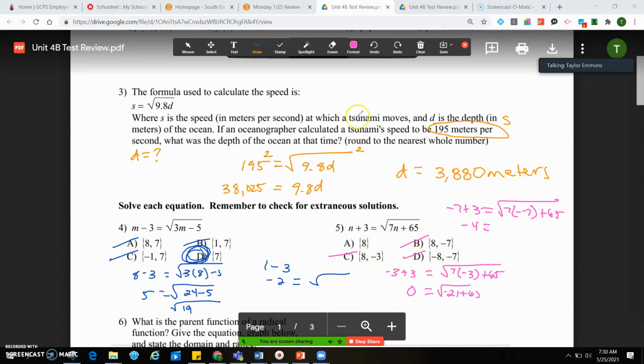So let's plug in 8 just to make sure that it works correctly. So 8 plus 3, 7 times 8 plus 65. 8 plus 3 equals 11. 7 times 8 gives us 56. And then 56 plus 65 is 121. Square root of 121 is going to give us 11. 11 equals 11, so 8. Okay? Questions?